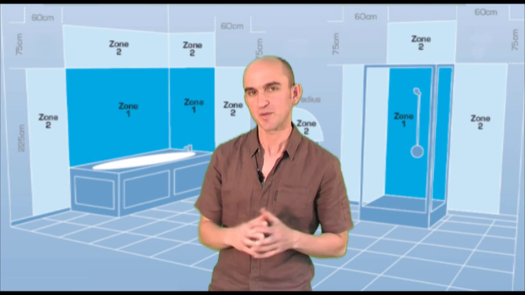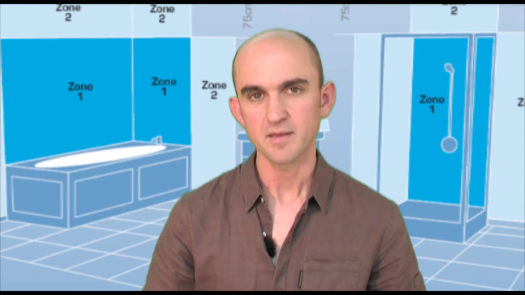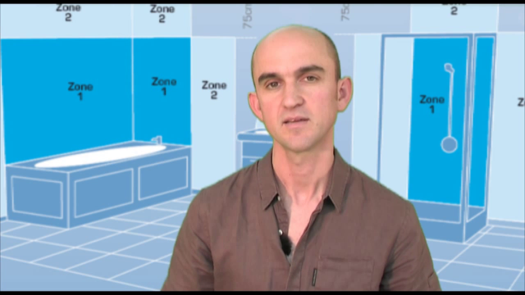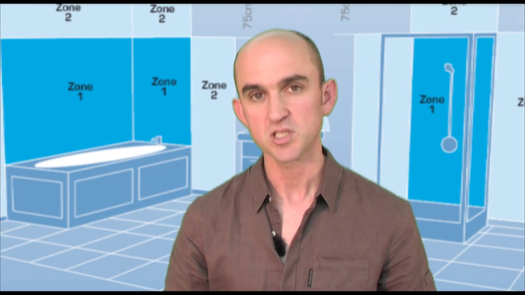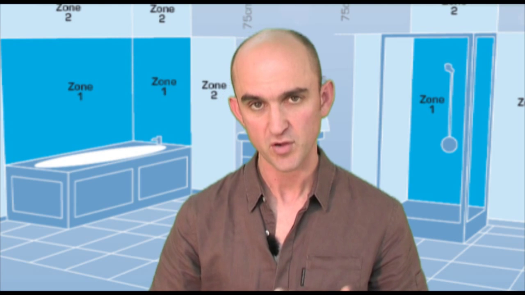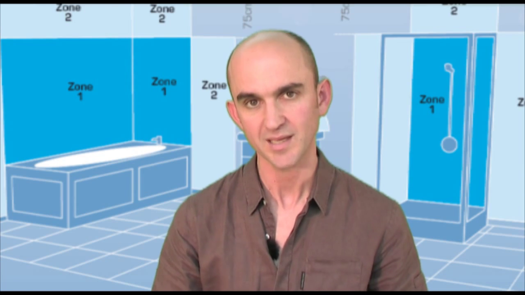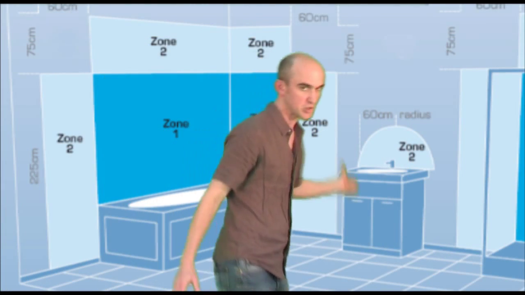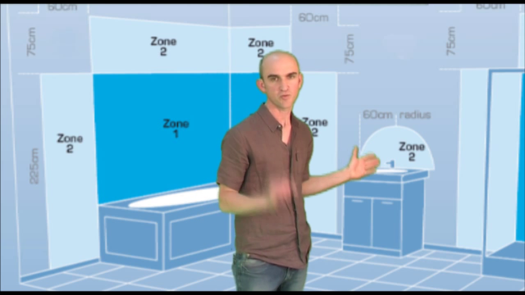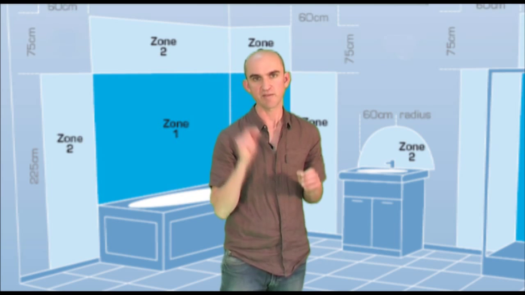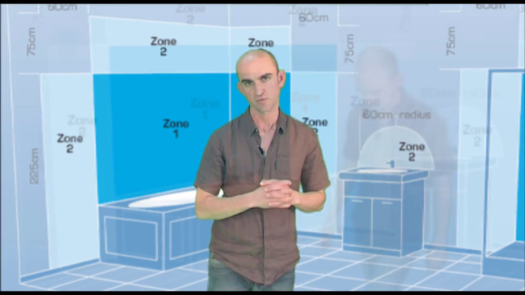So what is an IP rating? IP means ingress protection, and there are two numbers that follow the IP. These numbers correspond to the level of protection. The first corresponds to solids, and the second to water getting into the fitting. So for example, let's take zone 2. Zone 2 requires an IP44 level of protection. The 4 corresponds to the level of protection that means splash proof.